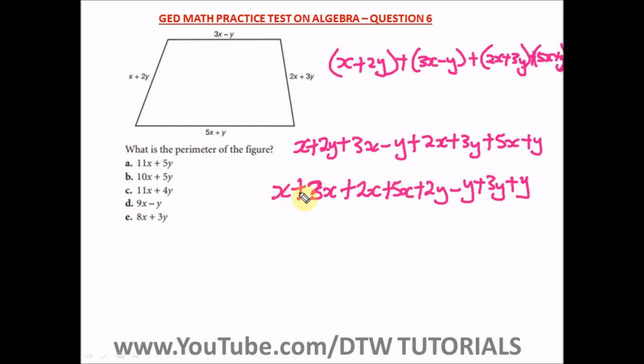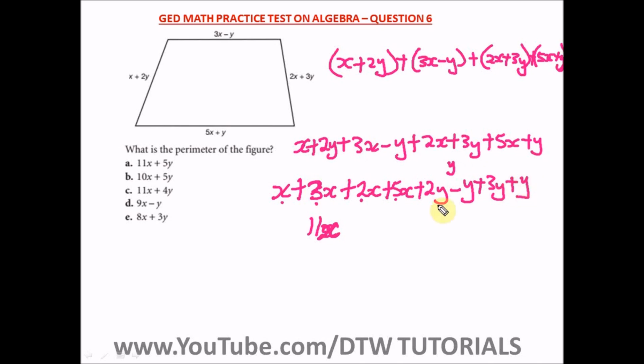Alright, so let us sum up these values here. So we have x plus 3x will give us 4x, and 4x plus 2x will give us 6x, and 6x plus 5x will give us 11x. That's 6 plus 5 will give us 11. So we have 11x. So here we have 2y plus 2y minus y is just like saying 2y minus y, which will give us y, and y plus 3y will give us 4.